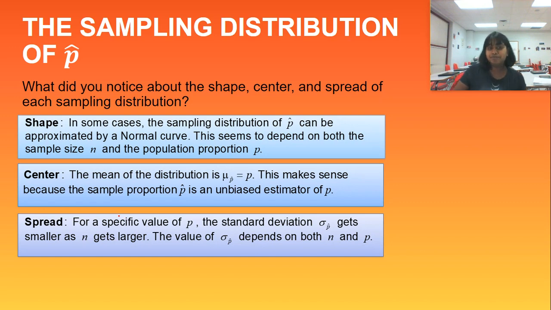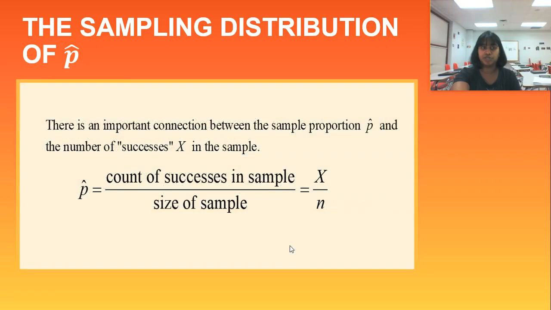And finally, spread. We noticed that our standard deviation got smaller as our sample sizes got larger. So in essence, our standard deviation of p hat is going to depend on both our sample size as well as the original proportion value. So just notice what happens to center, spread, and shape as you describe sampling distributions.